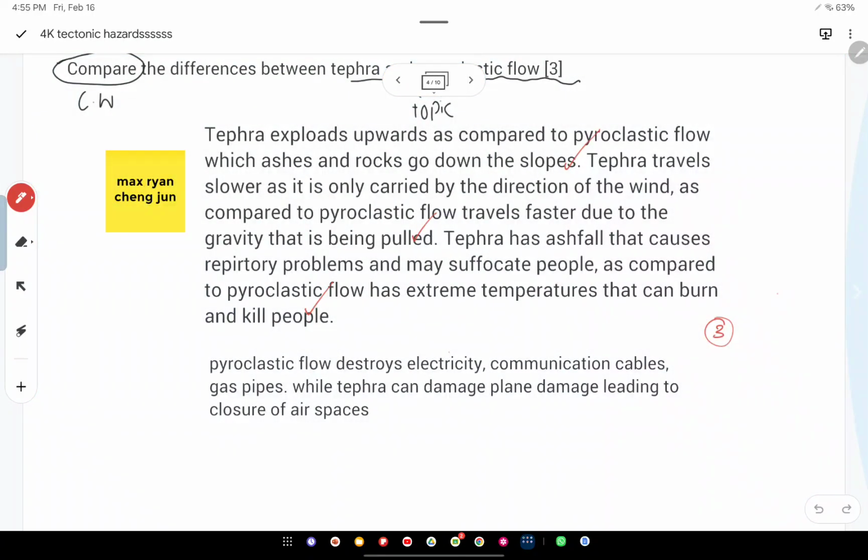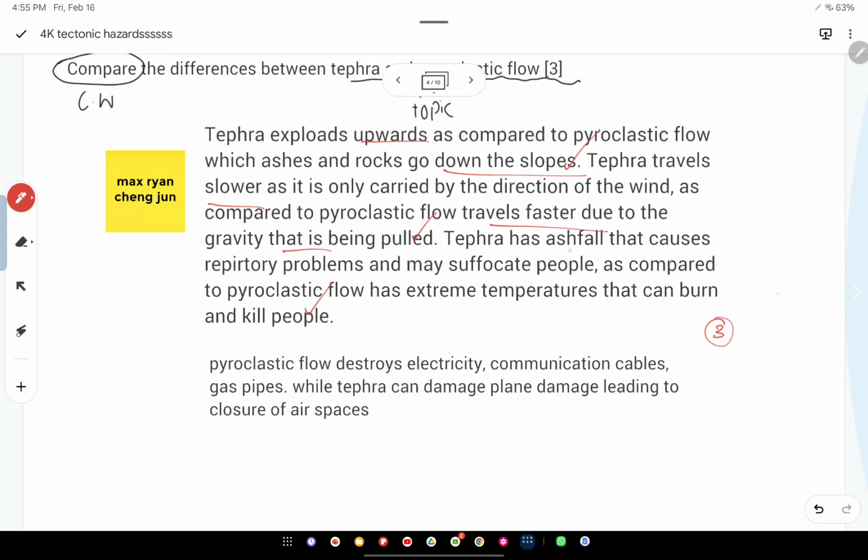Next point, compare the differences. This is something that we have gone through in class before, one of the quizzes I like to give you before you can sit down. So compare the differences, not much, but Max, Ryan, Cheng Jun, one thing good about the way you answer the question is 1 mark per criteria. Okay, so going upwards versus going downwards. Yeah, down the slopes. Next one is going slow versus going fast because of the gravity.